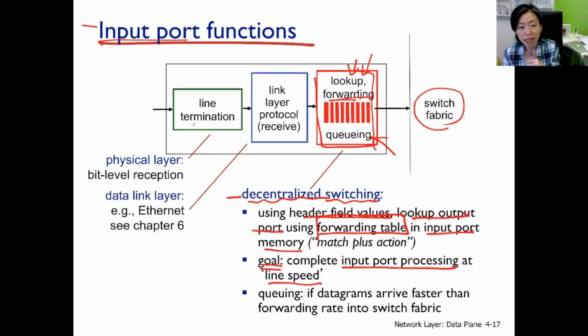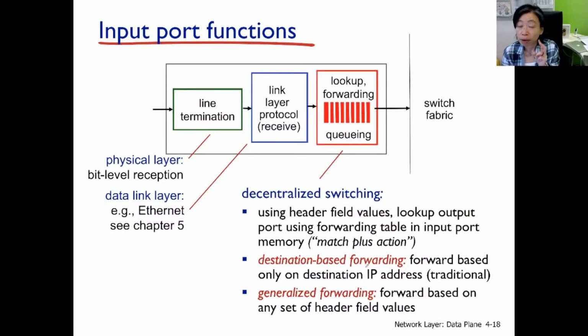Meaning, if this is the speed of packets coming in, this forwarding process needs to be fast enough so that we get the same output speed here. If this is slow and this is fast, so if this is R prime and R prime is smaller than R, then we'll end up having this. Packets get queued. Packets need to wait somewhere in a temporary buffer before they can go out. So that's queuing. If datagrams arrive faster than they can go out into the switch fabric, then there's queuing delay.